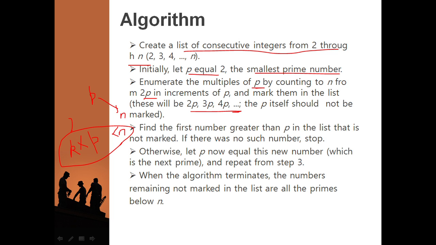Then we find the first number greater than p in the list that is not marked, and we continue the same process. That is, we enumerate the multiples of p by counting to n, and we mark those multiples. And how long do we continue this process? Until no number is left. When there is no number left, we just say that we have completed the algorithm, and all those numbers which are left unmarked after completing this whole algorithm are prime numbers.